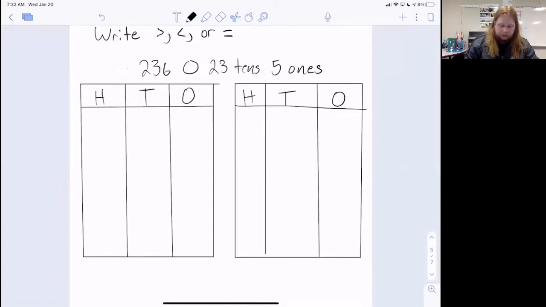All right. 236, that's a number in standard form. So we could just fill out in place value because that's in standard form. So there's not going to be any excess tens or hundreds or ones. So we have 2 hundreds. We have 3 tens. And we have 6 ones.